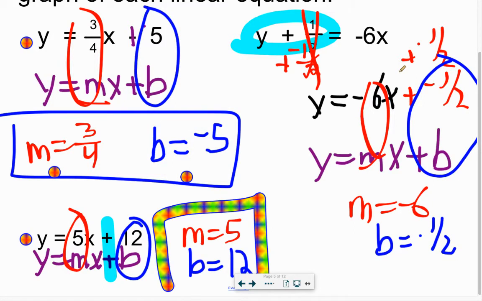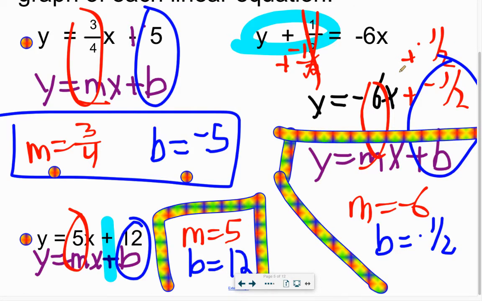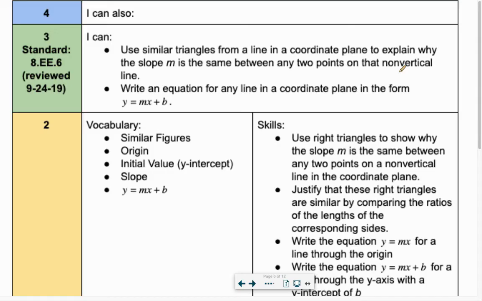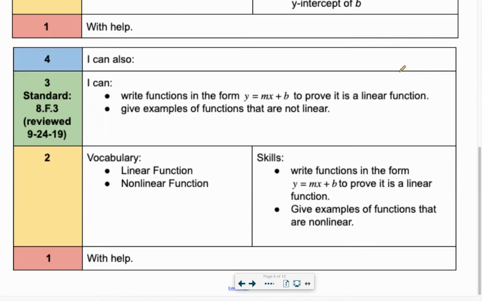Negative 1/2. Sometimes you might have to do just a quick little rearranging of the formula, or the equation rather, so that it is in this y equals mx plus b, because then we can just look quickly at the equation and grab our answer. Again, we're wanting to do this because it's going to help us with writing the equation through y equals mx plus b, as well as seeing that up here in the I can statement. Then again, down here, where we're going to be able to look at functions later on.